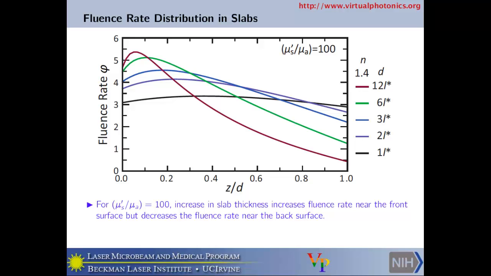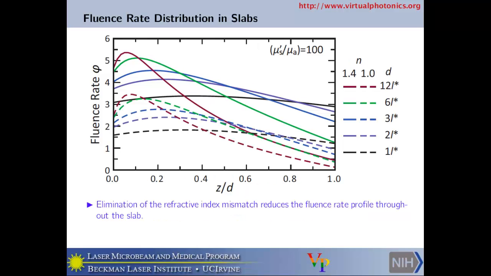So for large scattering, increases in slab thickness increase the fluence rate close to the front surface. It actually increases the reflectance, as you'll see, but it decreases... this is incorrect. It decreases the fluence rate. Oh, no, this is correct. Increases in slab thickness increase the fluence rate near the front, but decrease it near the back. Sorry. Okay. Things change a little bit if you have refractive index matched boundaries, right? The fluence rates drop pretty much uniformly. Okay.